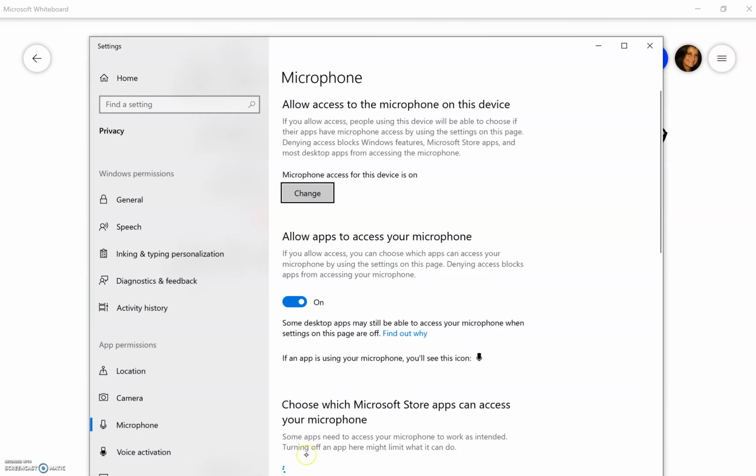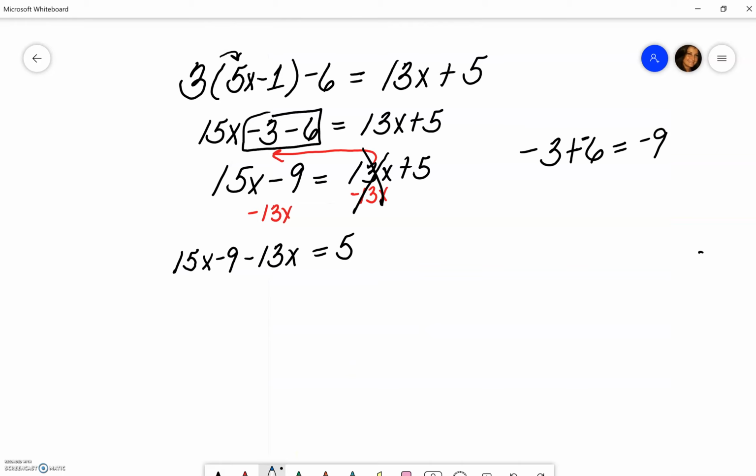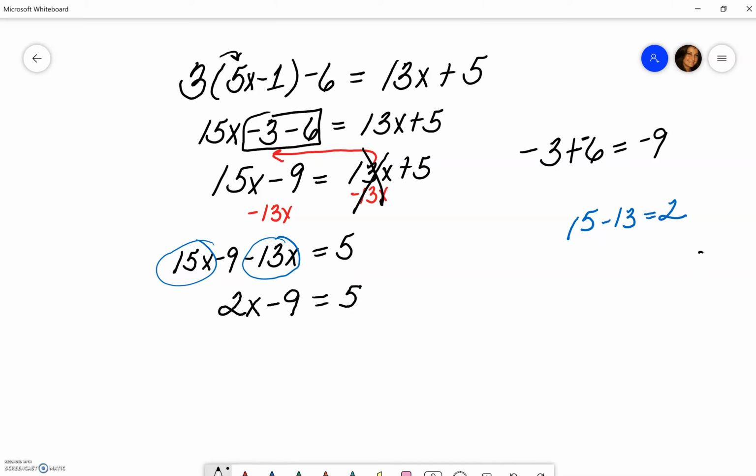Okay, now I'm going to look, what can I combine over here on the left side? Well, I have that and that. So we know 15 minus 13 equals 2. So the answer to this would be 2x. And I'm just going to rewrite the minus 9 equals 5.